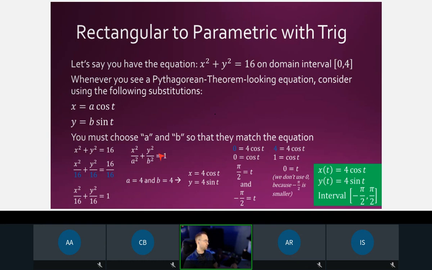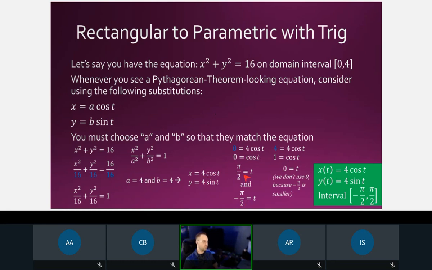This would also apply to not just a circle, but also to an ellipse. If the equation was already in this format, you could easily pull out A and B. So looking at this, A squared and B squared, A is 4 and B is also 4. That's what I have here. So all we do is, knowing A and B, we just plug A and B into these given equations. And that's how we get this.